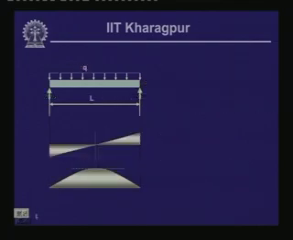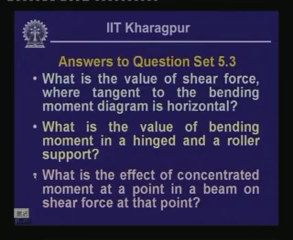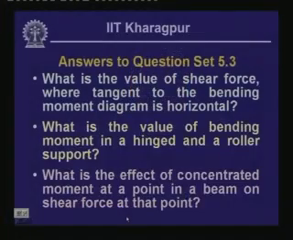Now, let us look into the last question, which is: what is the effect of a concentrated moment at a point in a beam on the shear force at that particular point? We have looked into the effects of the distributed load in the beam, and the effect of a concentrated load at a point, how it affects the shear force and the bending moment on either side. Now, in a beam at a particular point, if there is a concentrated moment, then how does that affect the shear force at that particular point?